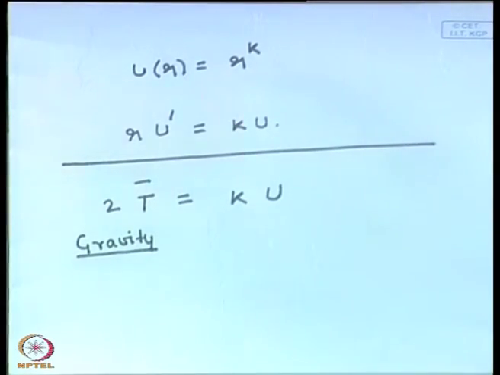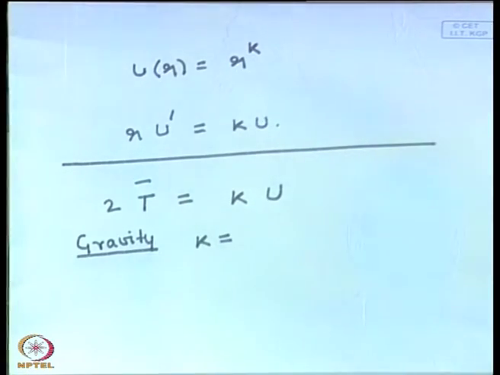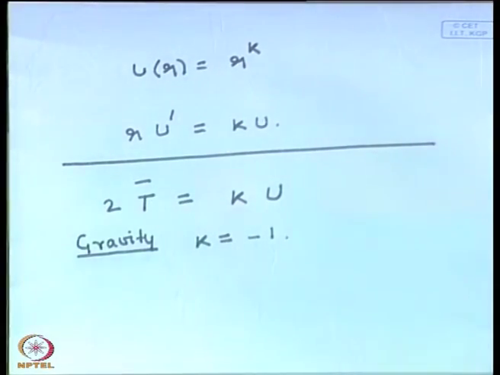Now, we know for gravity, what is the value of k? The potential goes as minus 1 by r. So, k has a value of minus 1. What we see is that for a system which is gravitationally bound, it is bounded, right? It is a gravitationally bound system.